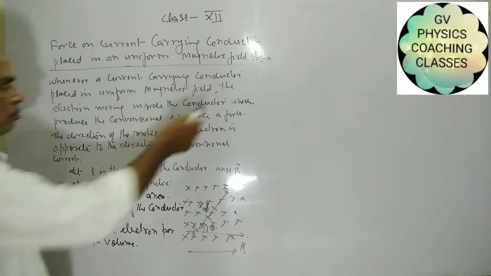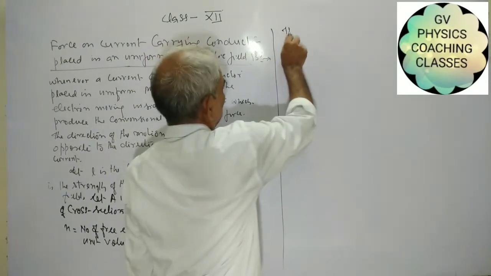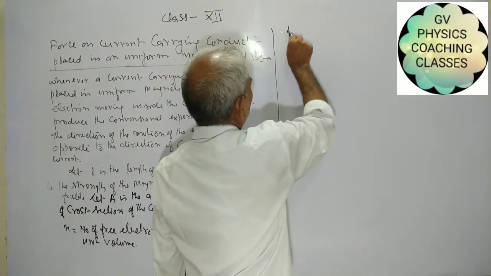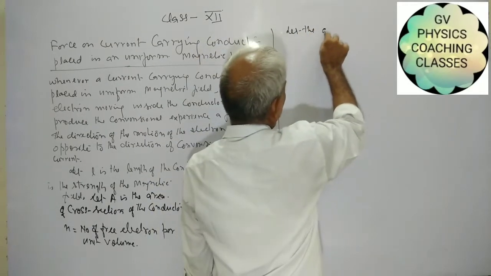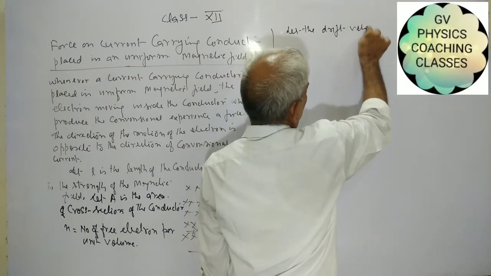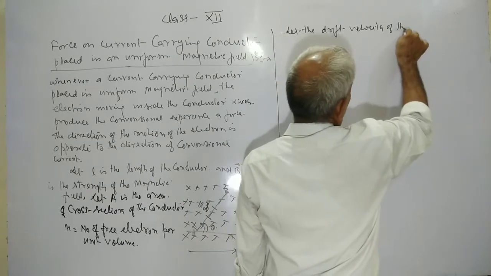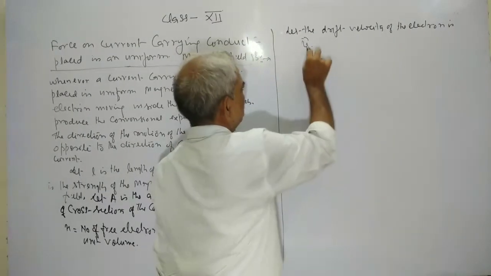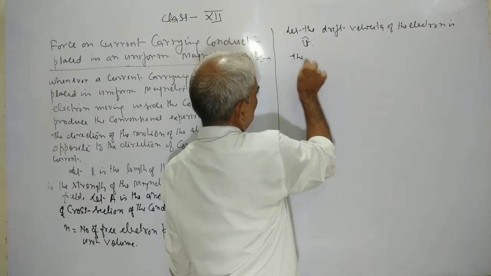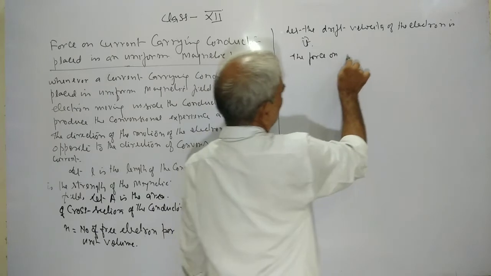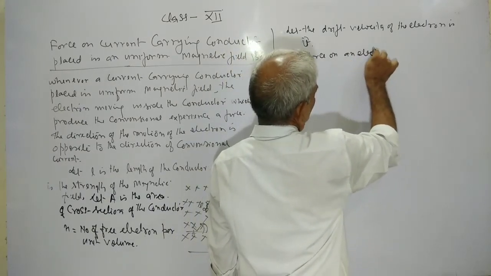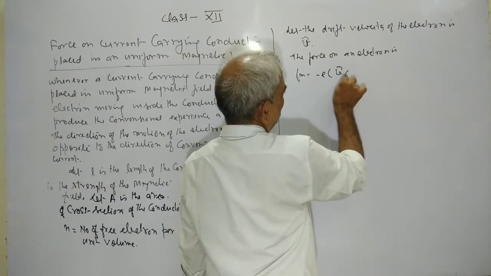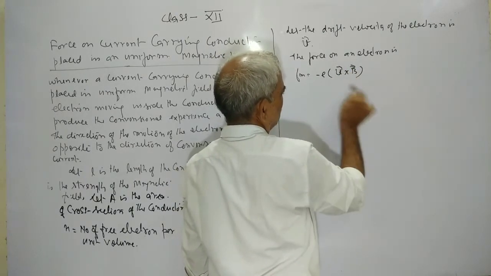The force on the electron: let the drift velocity of the electron be v. The force on an electron is Fm equal to minus e v cross B. This is the force on an electron.